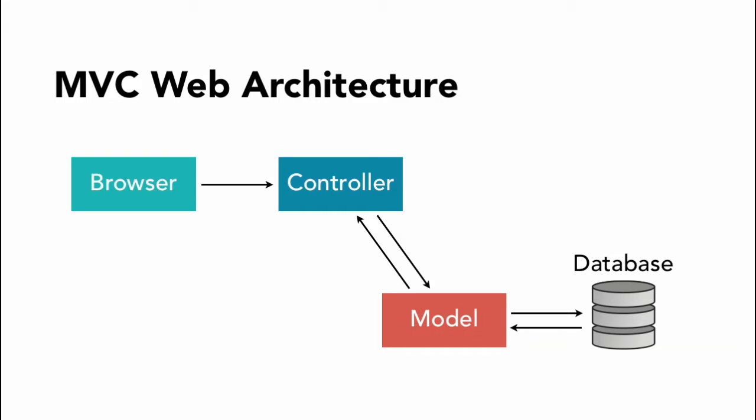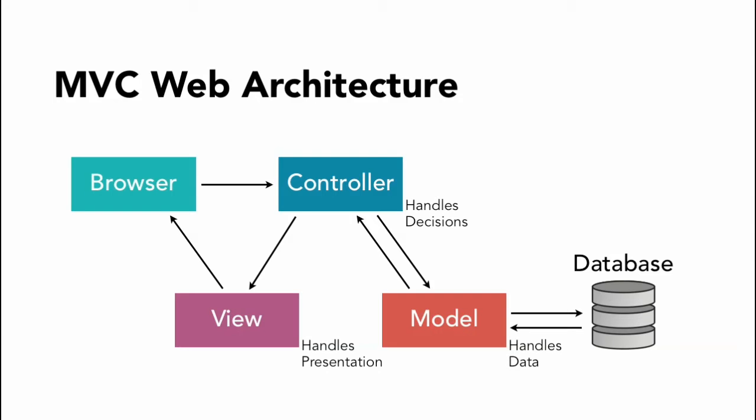The controller can go back to the model if it needs, and the model can go back to the database, and so on. But finally, when the controller is ready to return a result to the browser, it will send its results to the view, the presentation layer, which contains the code related to what HTML, CSS, and JavaScript should be returned back to the browser. Essentially, we've just taken that one single web page and broken it up based on its function into the controller, the model, and the view. The controller handles decisions, the model handles the data, and the view handles presentation.